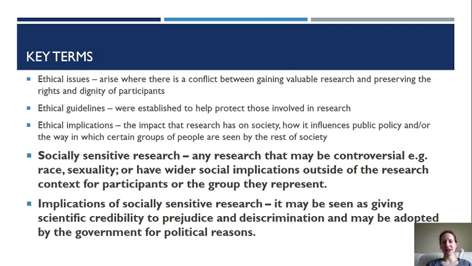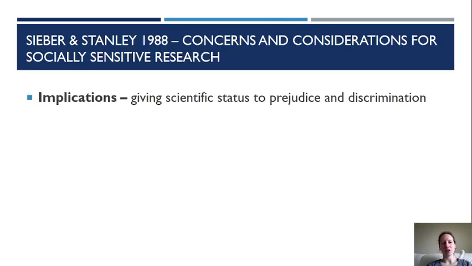And then the last kind of key term is implications of socially sensitive research. So where research has implications where it might give scientific credibility to prejudice and discrimination, and it might be adopted for political purposes by the government. So that's the new part really of this topic. You're already aware of many ethical issues and so on. It's the socially sensitive part that we're going to focus on here.